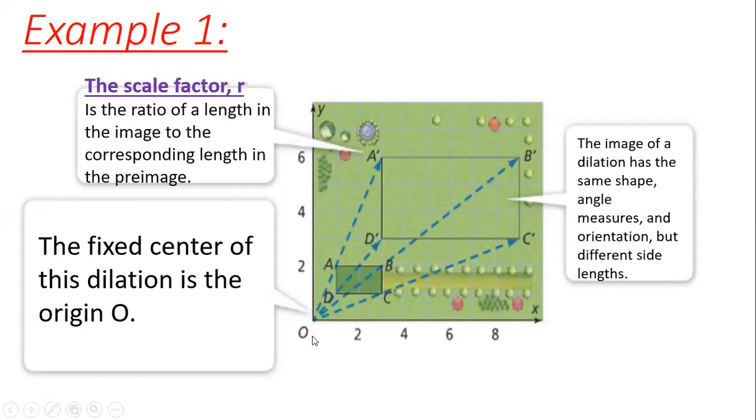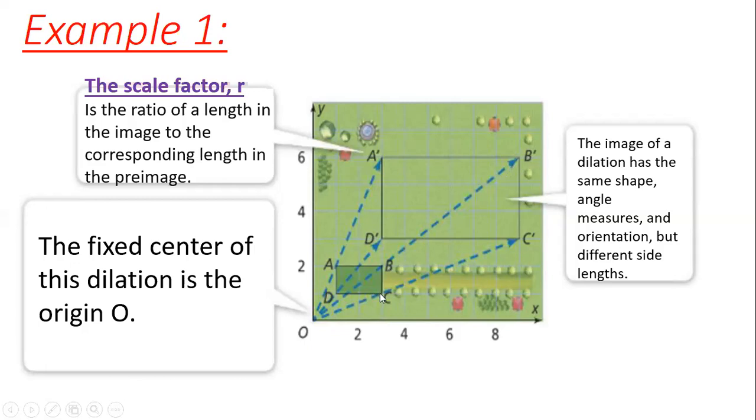Yes. So O is the center here. O, B, B prime are on the same line. So here the center is O. For example, let's take the point B prime, B, and C. Do they give us a straight line? Yes. B prime, B, and C.